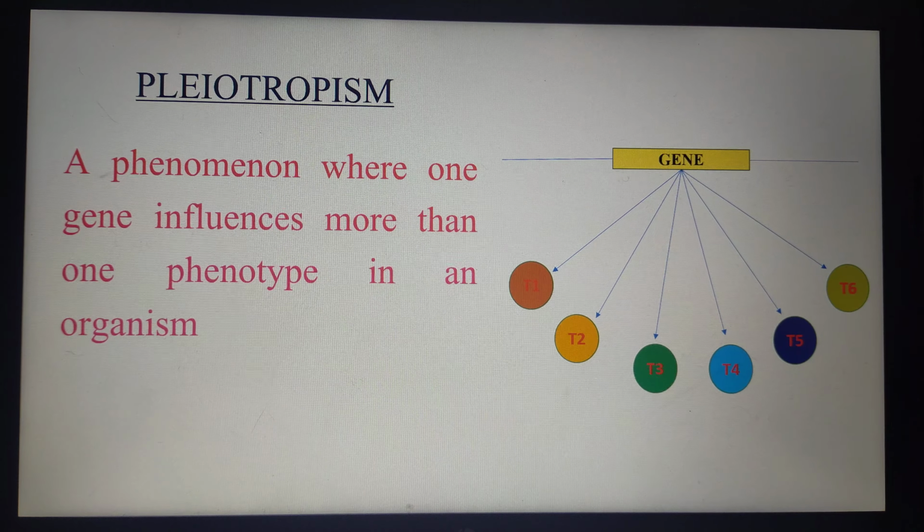The next concept is pleiotropism, right? So pleiotropism can be understood easily. Look at the definition: a phenomenon where one gene influences more than one phenotype in an organism. Here a single gene has control over different traits, right?